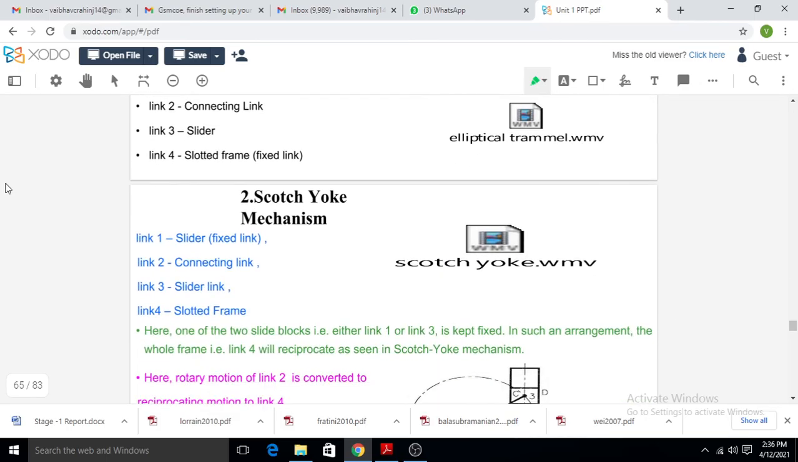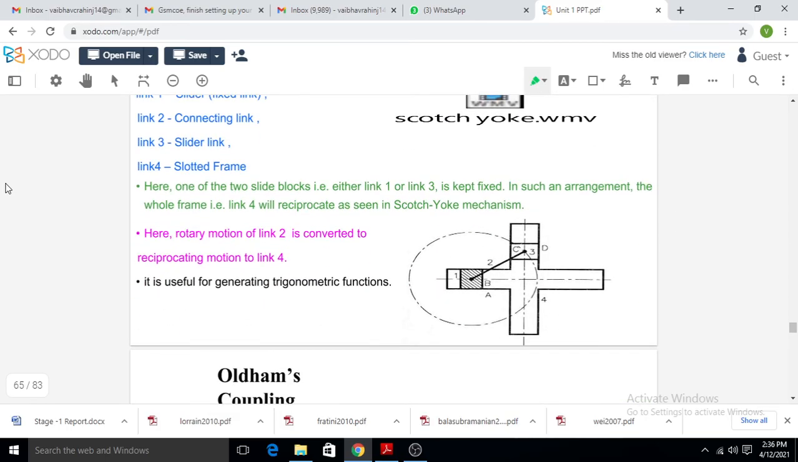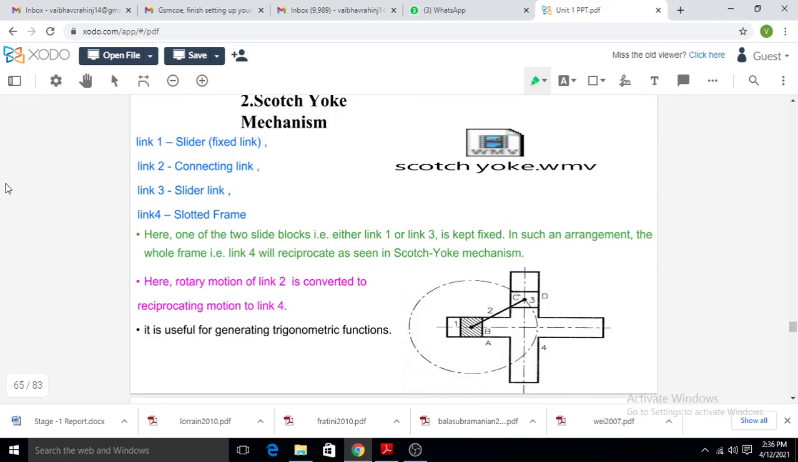The next one is the Scotch yoke mechanism. Here also there are 4 links. Link 1 is a slider.